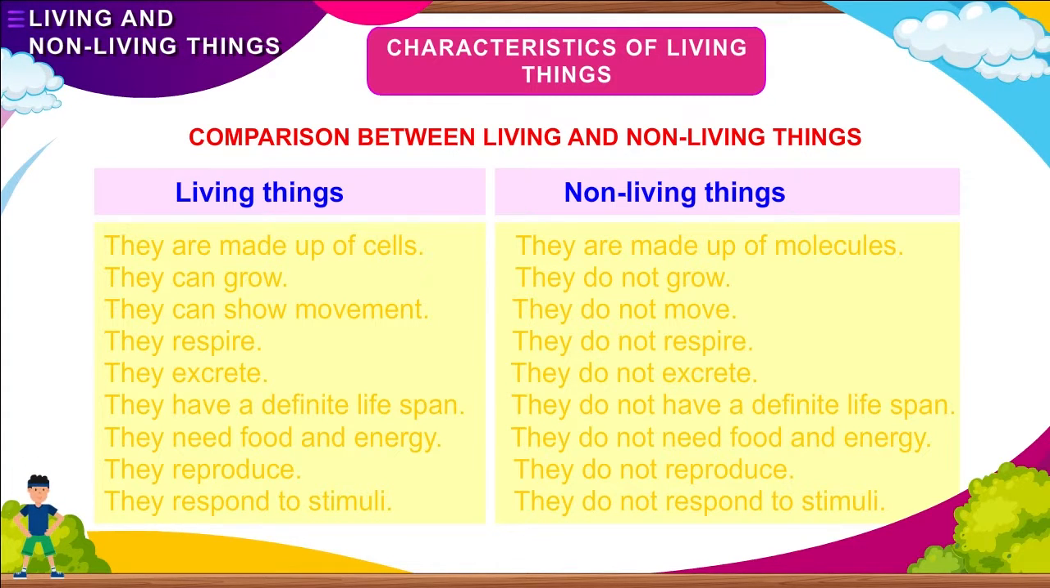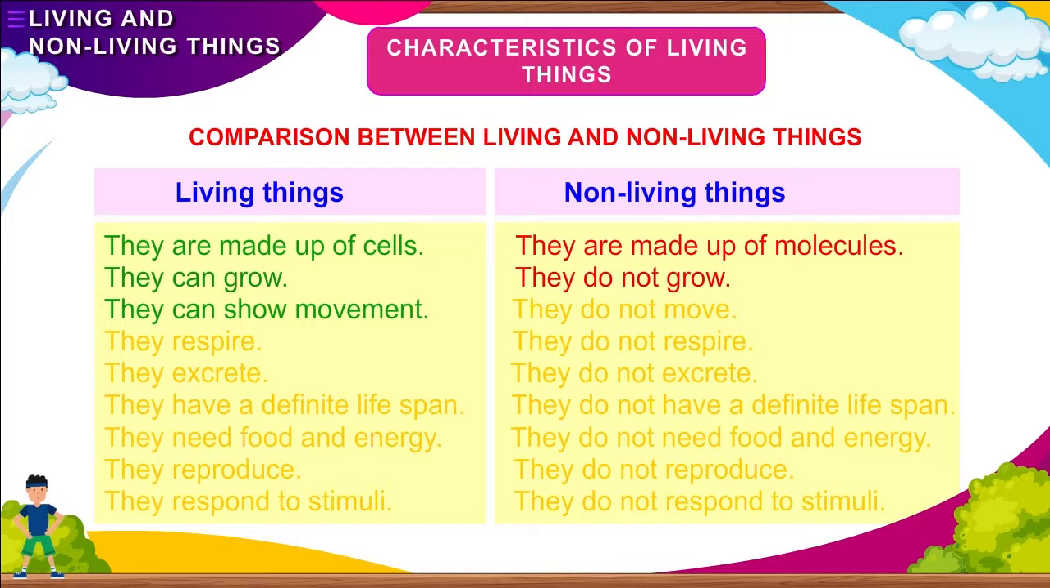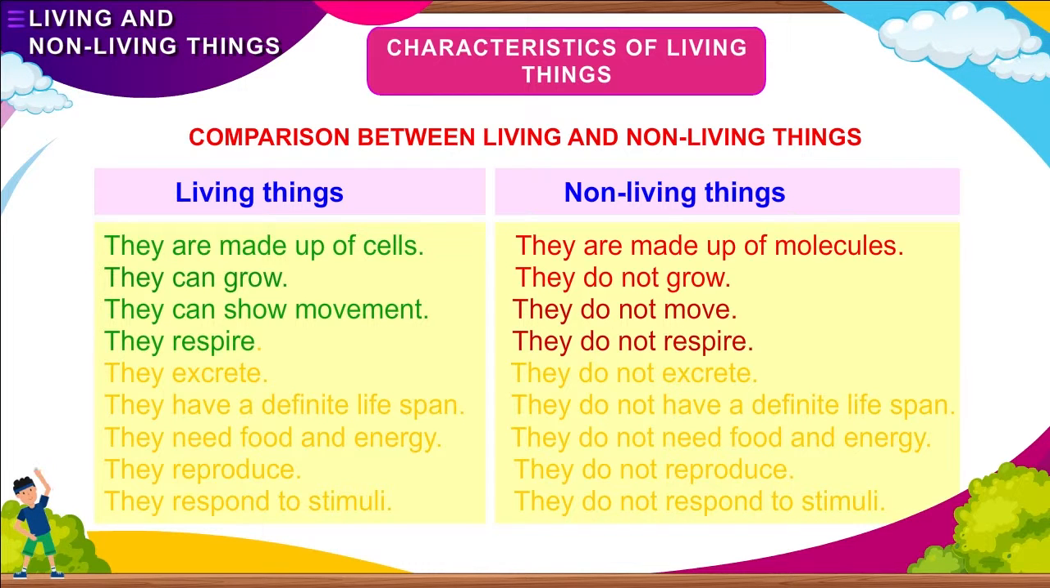Living things: they are made up of cells. Non-living things: they are made up of molecules. Living things can grow. Non-living things do not grow. Living things can show movement. Non-living things do not move. Living things respire. Non-living things do not respire. Living things excrete. Non-living things do not excrete.